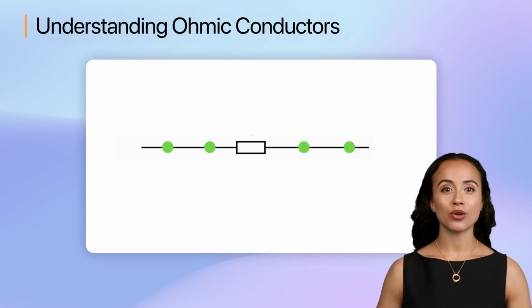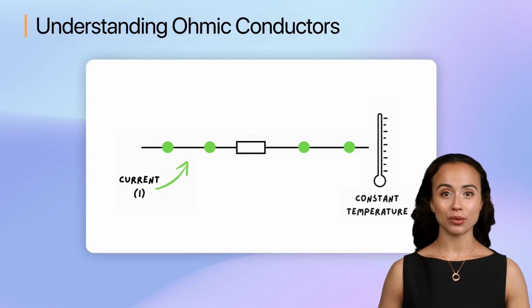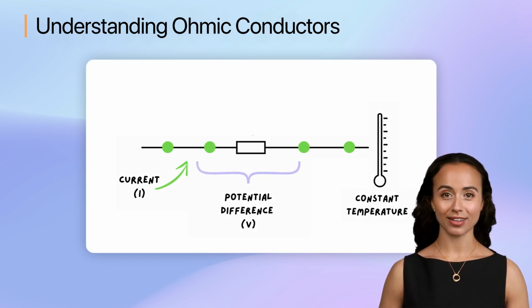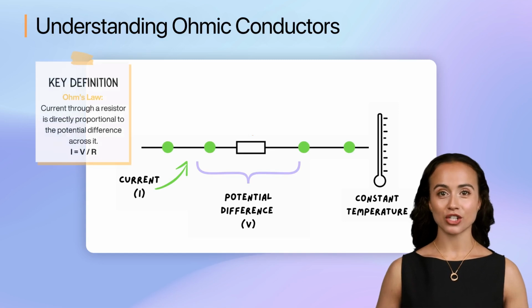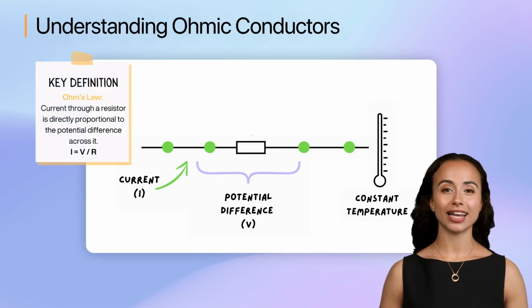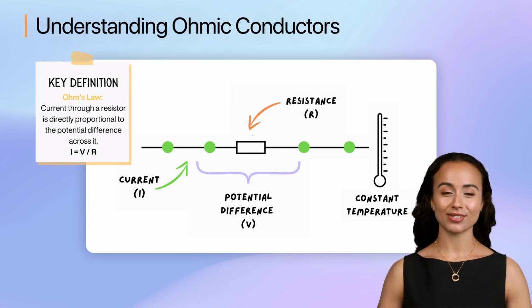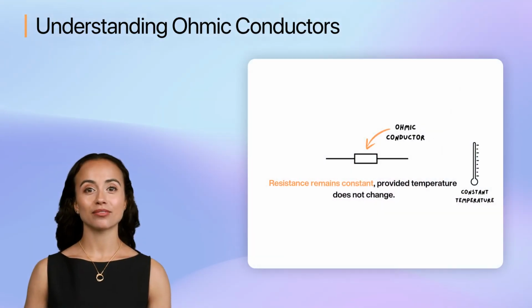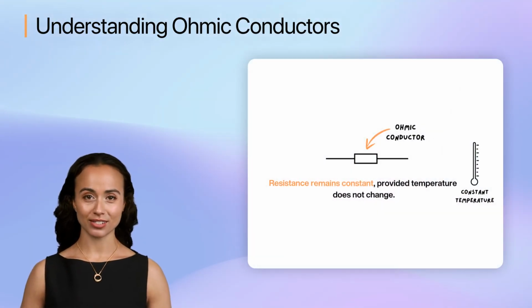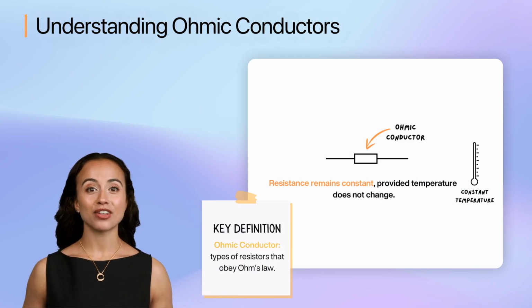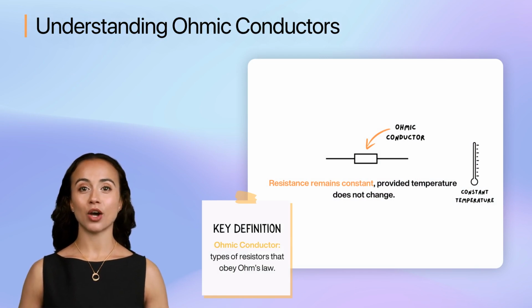According to Ohm's law, the current, I, passing through a resistor at a constant temperature is directly proportional to the potential difference, V, across it. This relationship can be expressed simply as I equals V divided by R, where R is the resistance. However, this law doesn't apply to all resistors. Ohmic conductors are specific types of resistors that do obey Ohm's law.